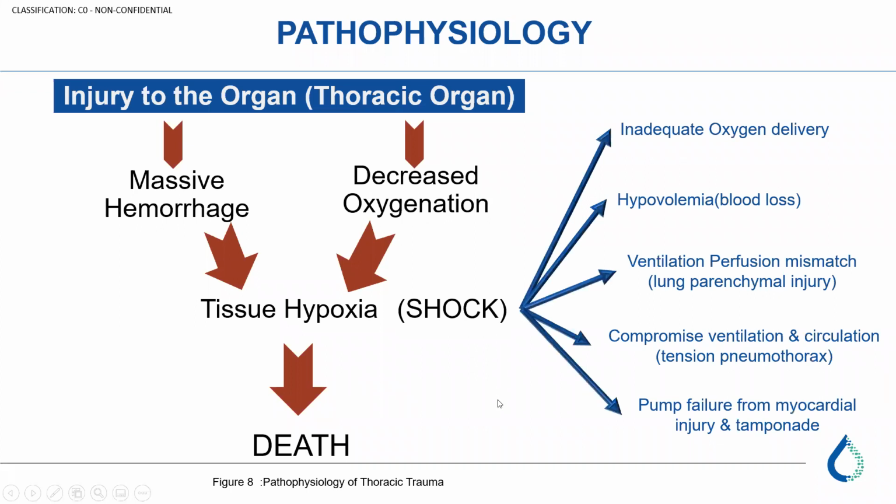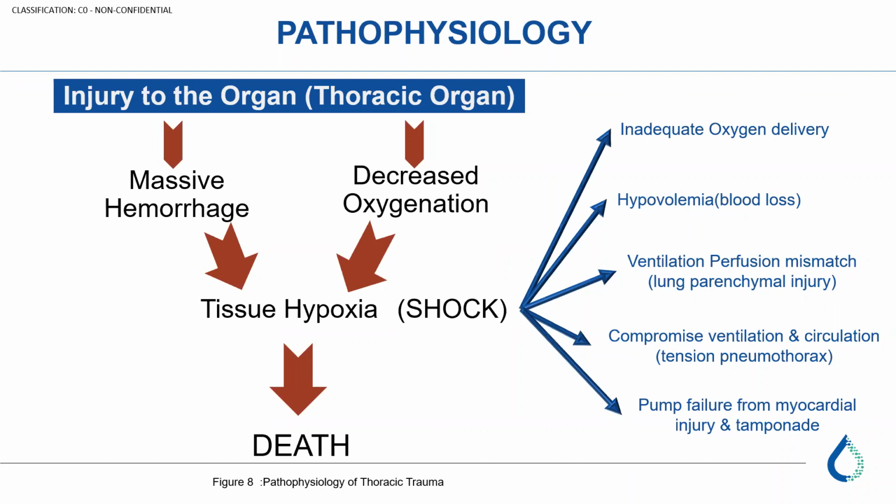Let's talk about the tissue hypoxia related to thoracic trauma. I think there's also one question. What are the causes of tissue hypoxia or shock related to thoracic trauma? There are how many? 1, 2, 3, 4, 5. 5 contributing factors or causes. 1, inadequate oxygen delivery. 2, there will be blood loss or hypovolemia, especially in severe hematoma or severe hemorrhage or hemothorax.